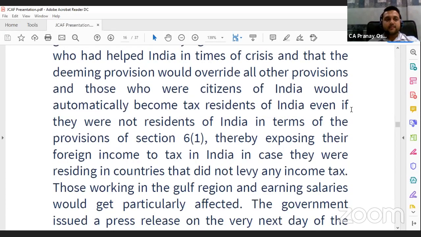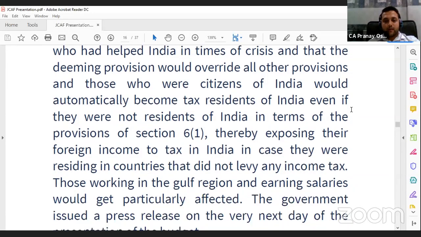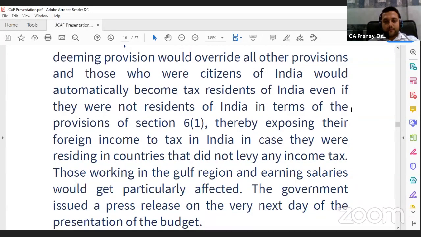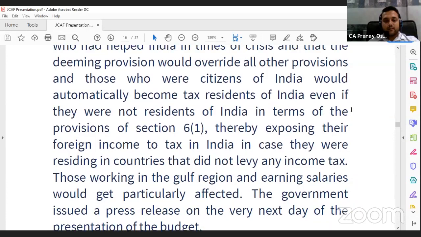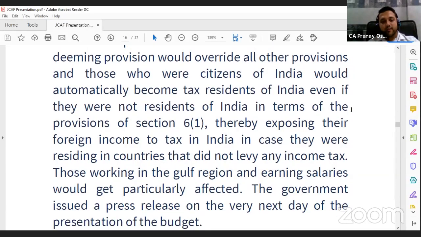So basically this amendment had a lot of protest from the non-residents, as they were thinking their whole foreign income was exposed to be taxed in India, even if they were not resident in terms of section 6. So basically, those working in the Gulf region and earning salary incomes would particularly get affected.